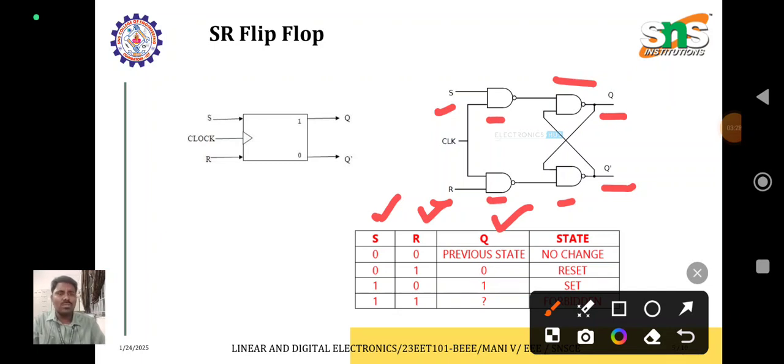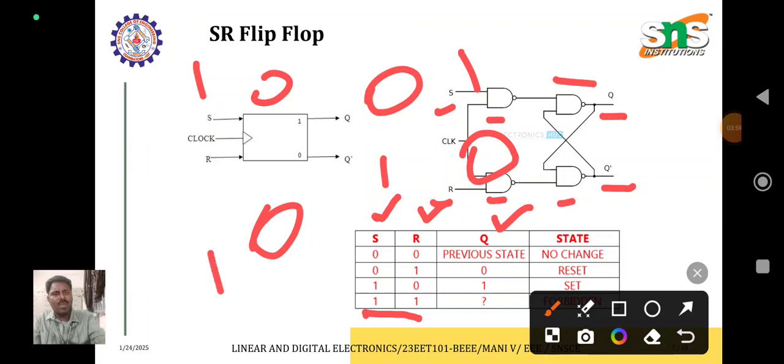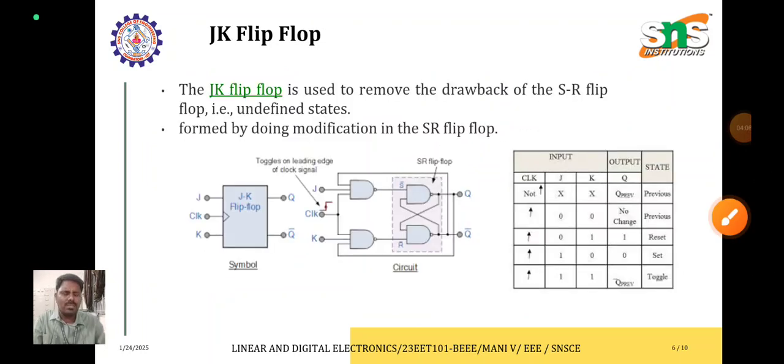But if both inputs are 1 1, the present output is undetermined. If Q is 0, Q bar should be 1, and if Q is 1, Q bar should be 0. But in this case both may be 0 or both may be 1, so this is an undetermined state, marked here with a question mark. In order to eliminate this issue in the SR flip-flop, we move to the JK flip-flop.